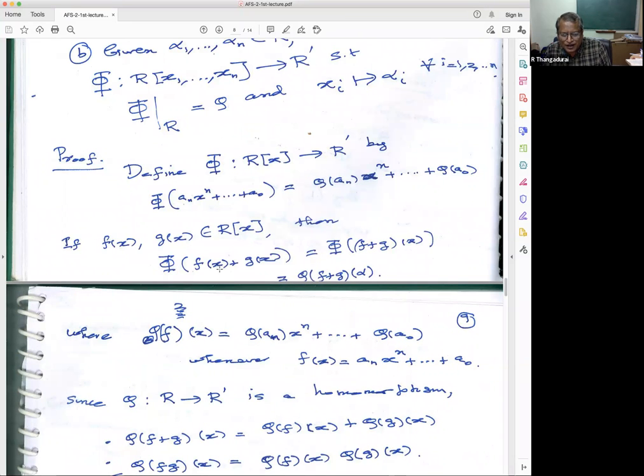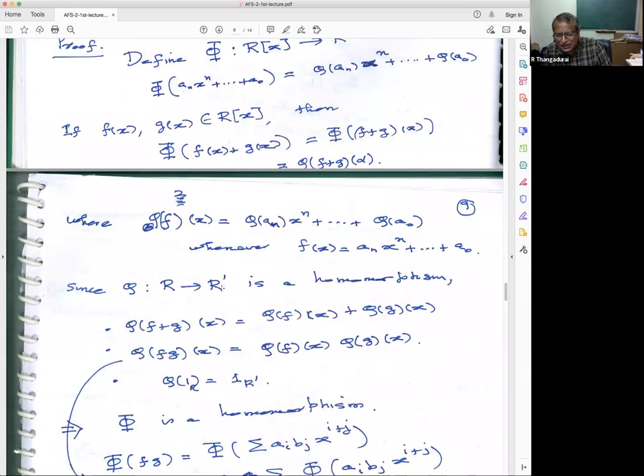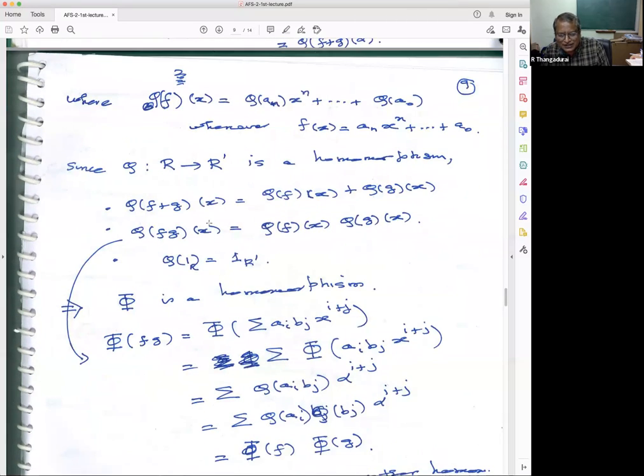So capital Φ of (f+g)(x) goes to φ of (f+g) at α. Since φ is a homomorphism, we are able to break this up. Since φ is given to be a ring homomorphism, we will get all these three properties from little φ. Using this, we can say that capital Φ is also a homomorphism.